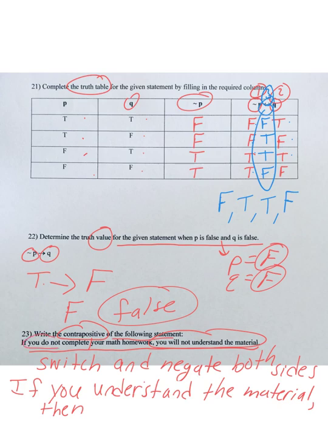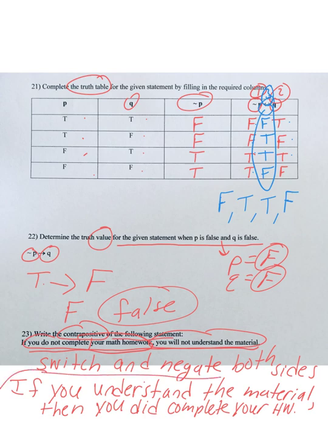So the opposite of you do not complete your math homework is you do complete your math homework, or you did. You did complete your, I'm running out of room, so I'm just going to write HW for homework here. So that sentence is your final answer. If you understand the material, then you did complete your math homework. Final answer. And I am looking for a full sentence, not just math symbols for contrapositive, by the way.